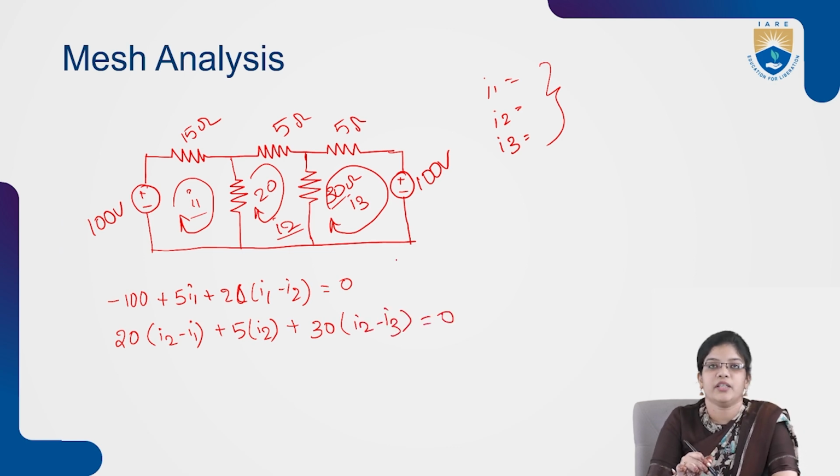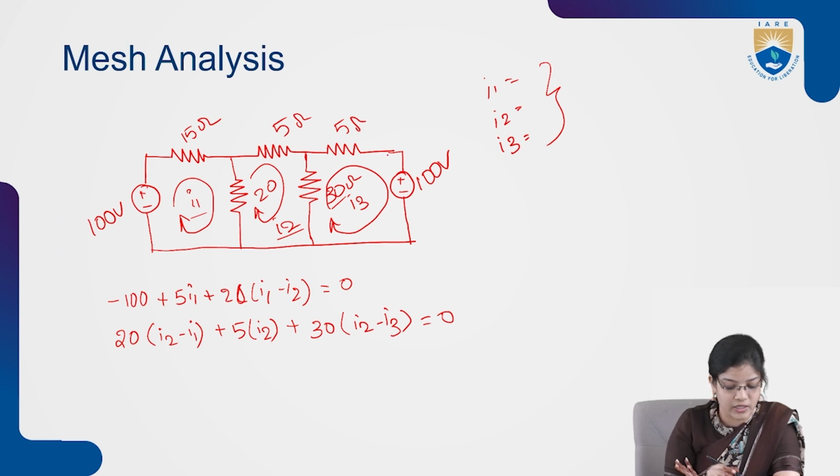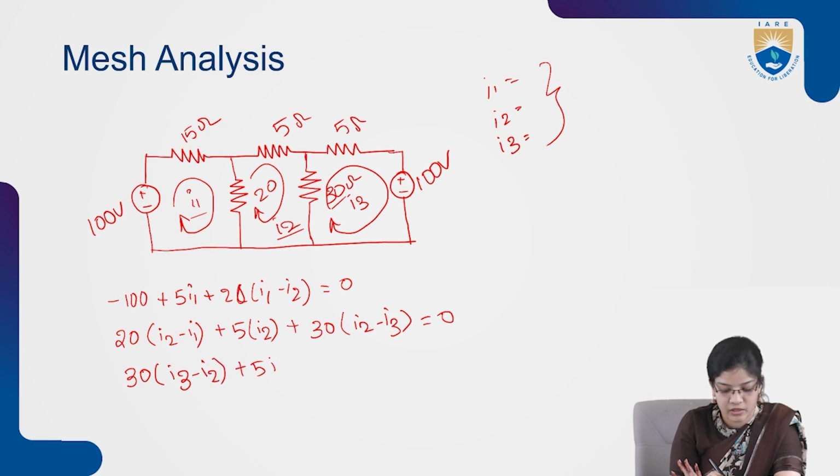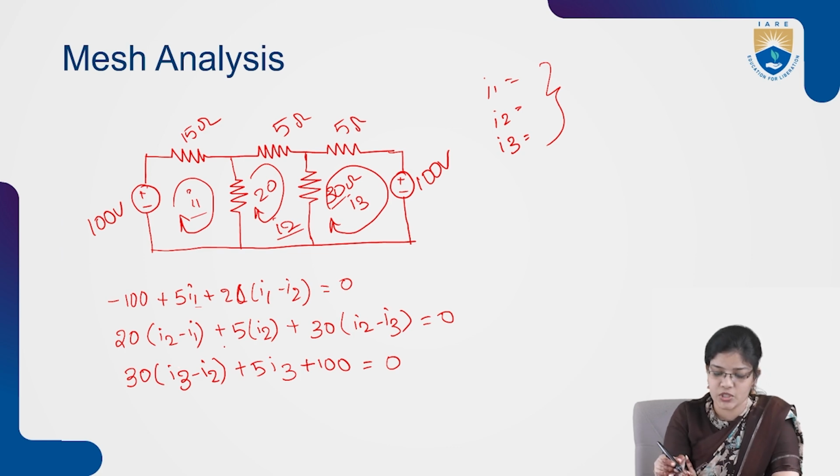And the third equation for the third mesh will be written in the same way. As we are considering the third mesh, it will be taken as 30 (I3 minus I2), and 5 ohms is connected only for I3. And as the direction is flowing from positive to negative, it is denoted with plus 100, equals 0.